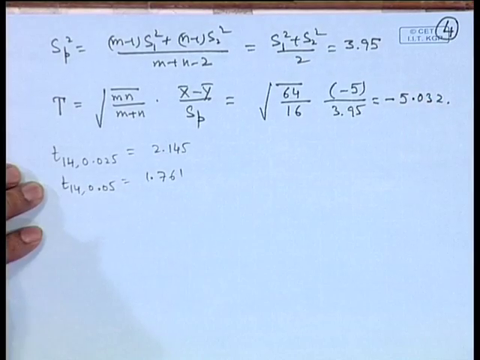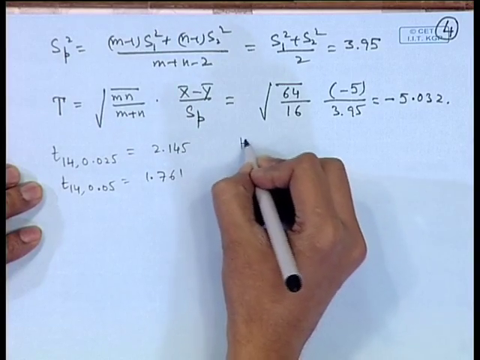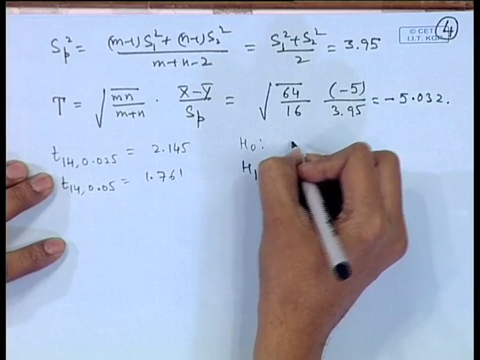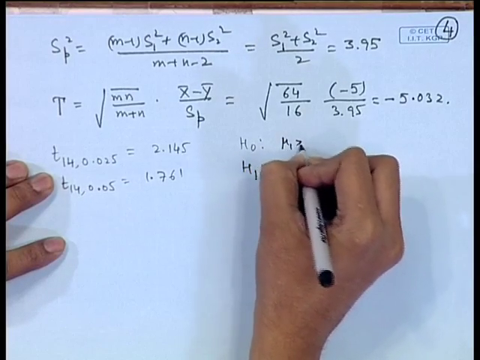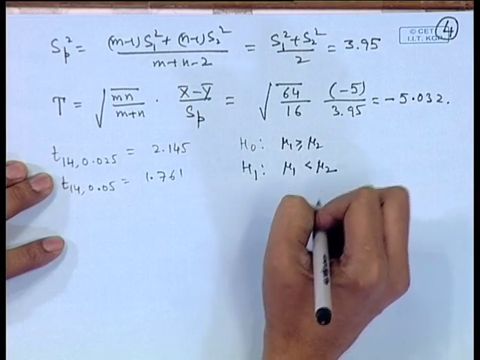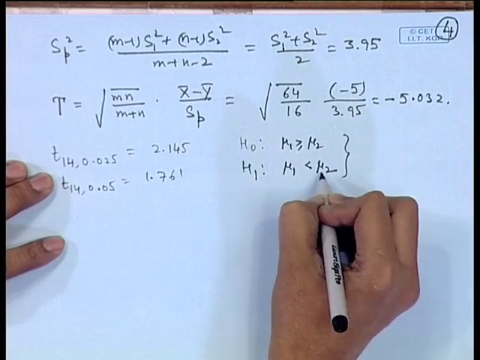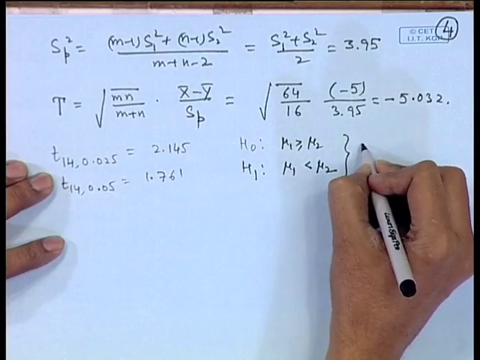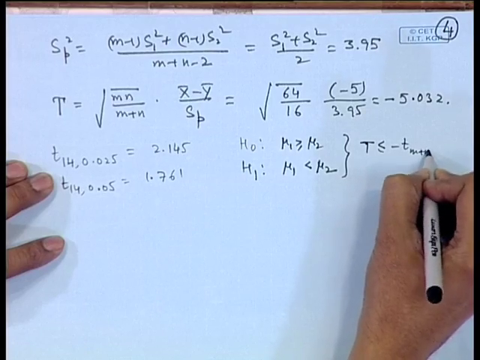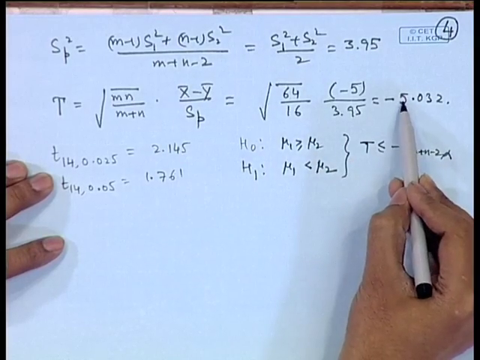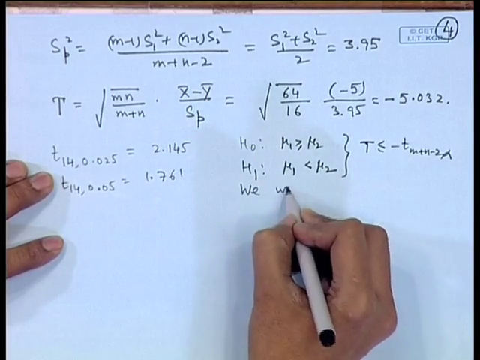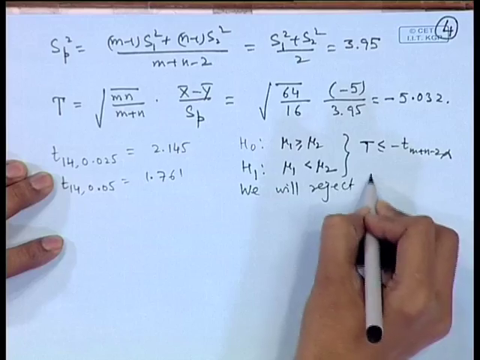If we are considering a test where our null and alternative are given like mu 1 is greater than or equal to mu 2 against mu 1 less than mu 2, then here our rejection region will be T is less than minus t m plus n minus 2, alpha. Since minus 5 is smaller than minus 2 or minus 1, we will reject H naught.